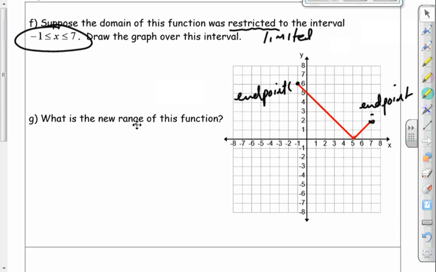So now it asks us, what is the new range of this function? Well, once again, we see that the y values are not going into quadrant 3 or 4, so it's positive y values. But the highest we can go up now is at this endpoint, and that has a y value of 6. So the new range of this function is that y must be less than or equal to 6, greater than or equal to 0. This is the highest we can go, and this is the lowest we can go. Everything in between is possible.